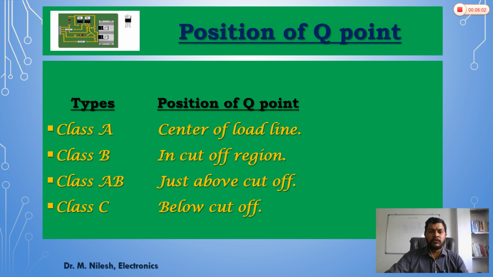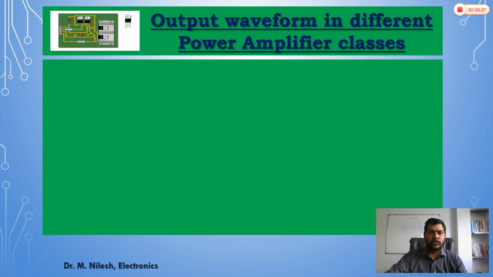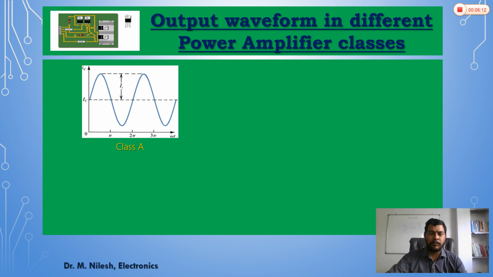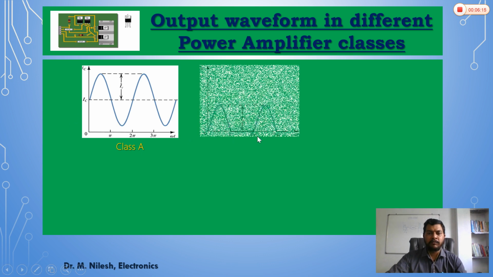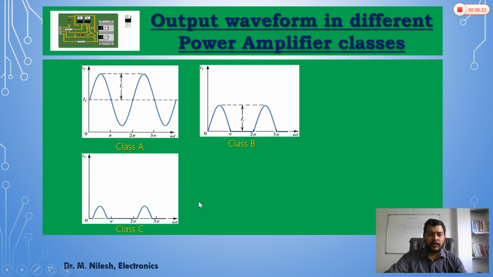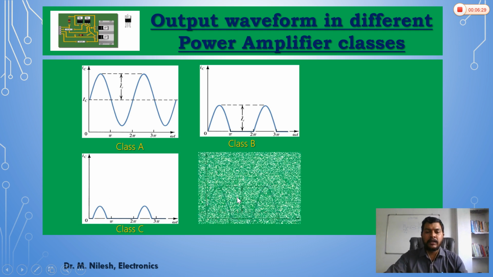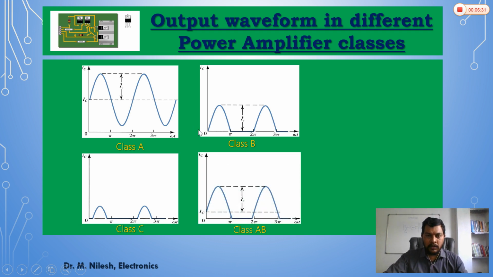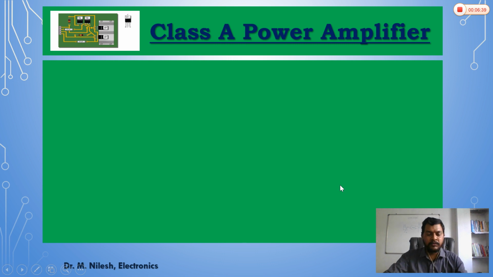We will also see the waveforms, in which we will show you the quiescent points also. So the output waveforms in different power amplifier classes: this is for Class A amplifier, in which the whole sinusoidal wave is being amplified. In Class B, only half of the wave is being amplified. In Class C, only a small portion of the signal is amplified, and in Class AB, more than half of the cycle is being amplified. So see, these are some of the waveforms of all the power amplifiers.